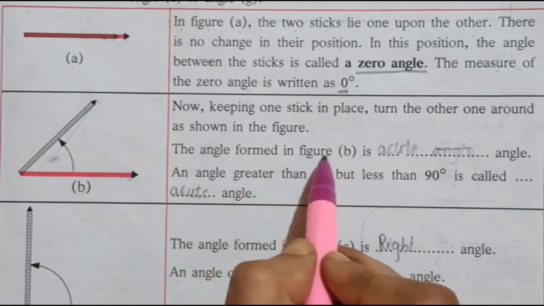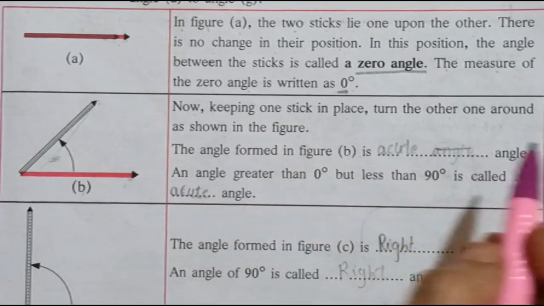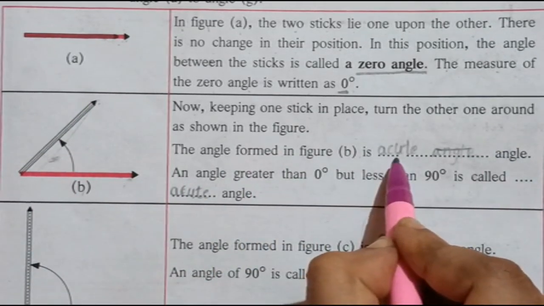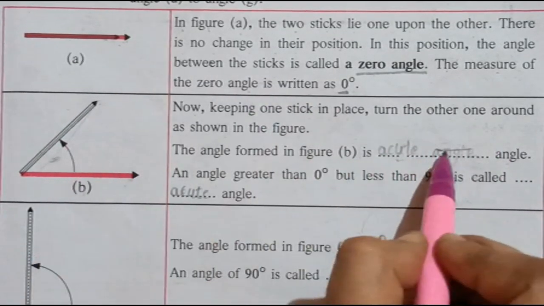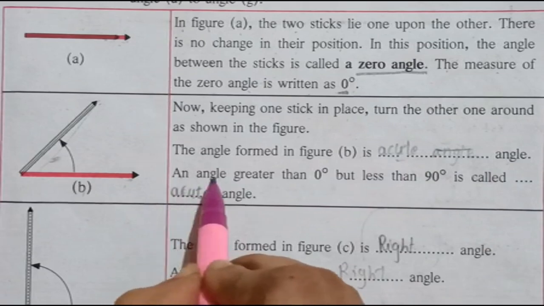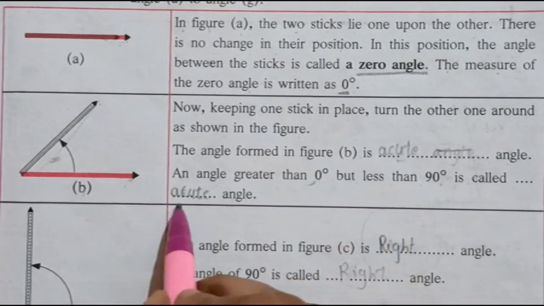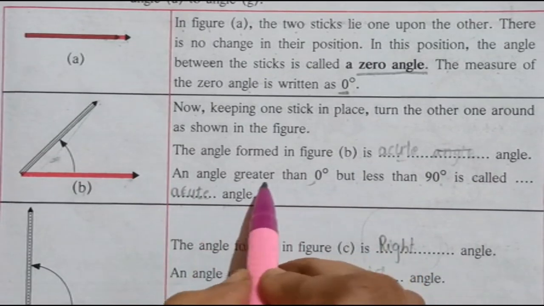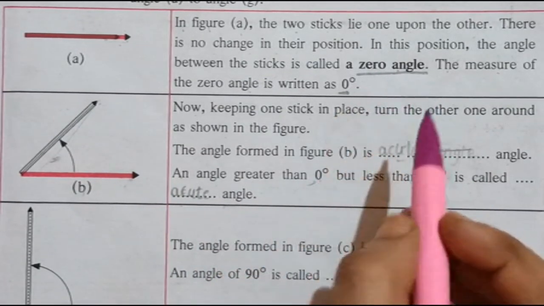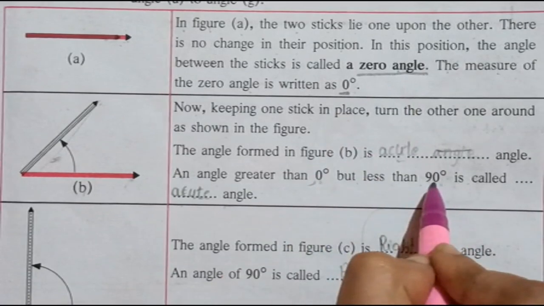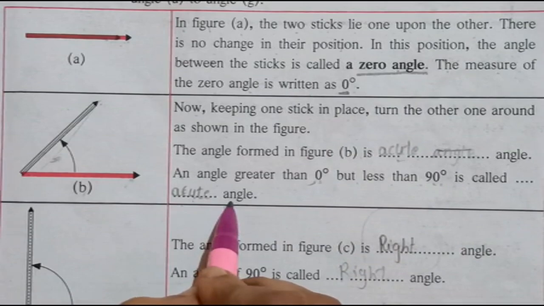The angle formed in figure B, whatever angle is formed in this figure, is known as acute angle. Because it is less than 90 degree, it is an acute angle. An angle greater than 0 degree but less than 90 degree is called an acute angle. Clear?